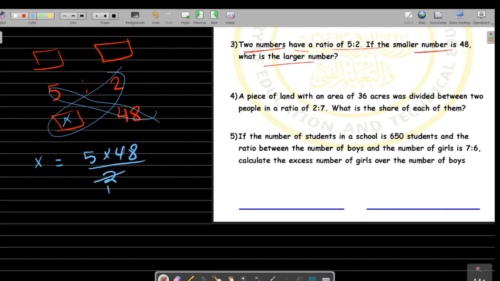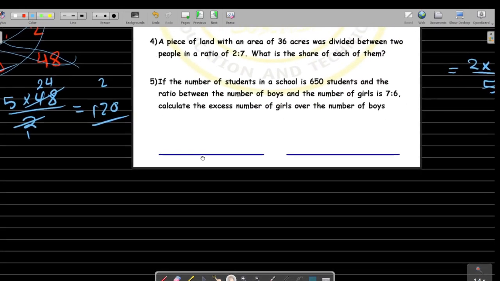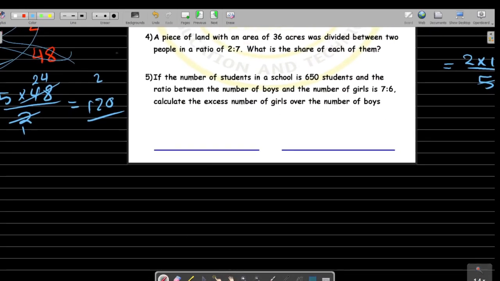48 divided by 2 will be 24. So the greatest number is 5 times 24, which is 120. Easy. Okay, let's see question 4. We have here a piece of land with area 36 acres.